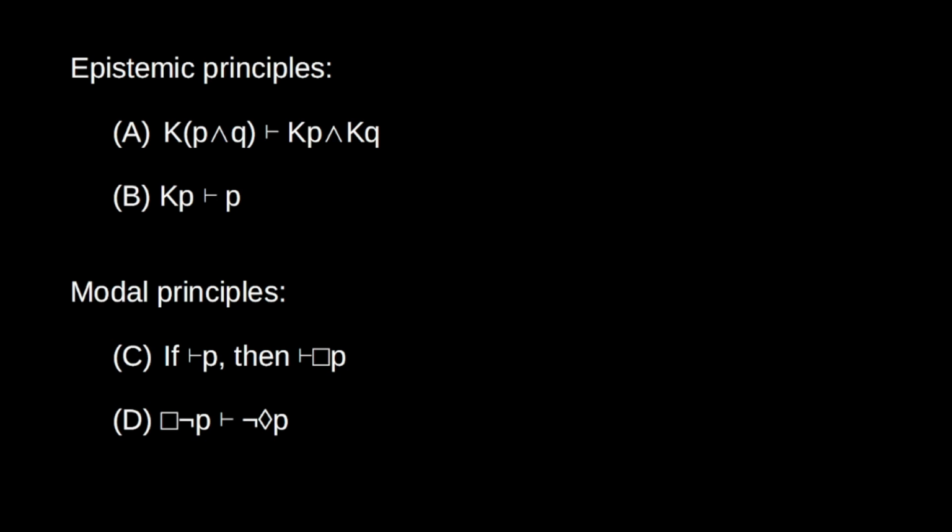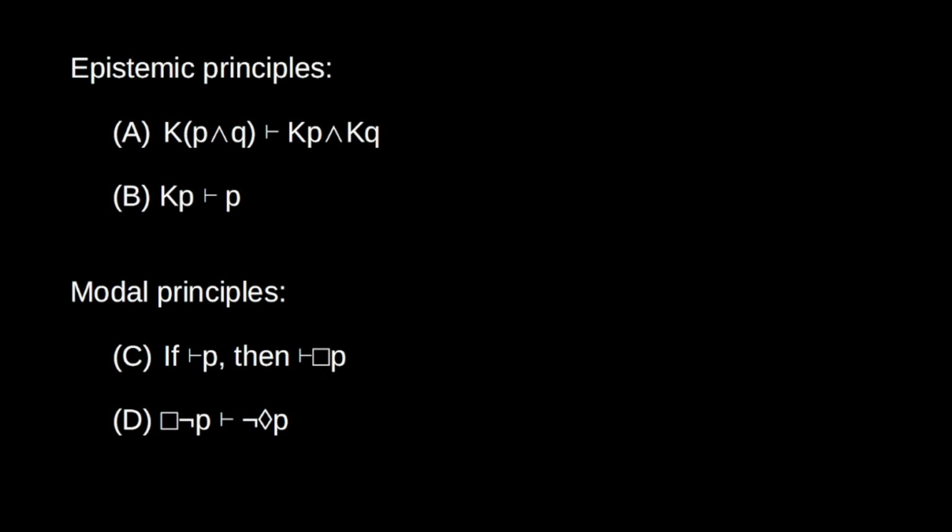So first of all, principle A says that if you know the conjunction P and Q, then you know that P and you know that Q. So that is to say, when you know a conjunction, you know the conjuncts separately. Principle B says, if you know that P, then P is true. It's not possible to know a falsehood. Okay, now for the modal principles. So principle C tells us that all logical theorems are necessary. So if P is provable within the logical system, then P is necessarily true.